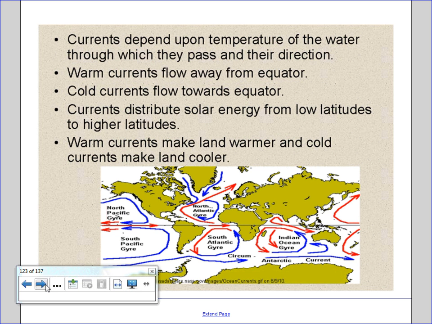Currents depend on the temperature in which they're passing through. So if the current is coming from the equator and moving north, like I will say this one right here that I'll put green, then that's going to be a warm current. It's coming from the equator, bringing all that warm energy up towards the north.